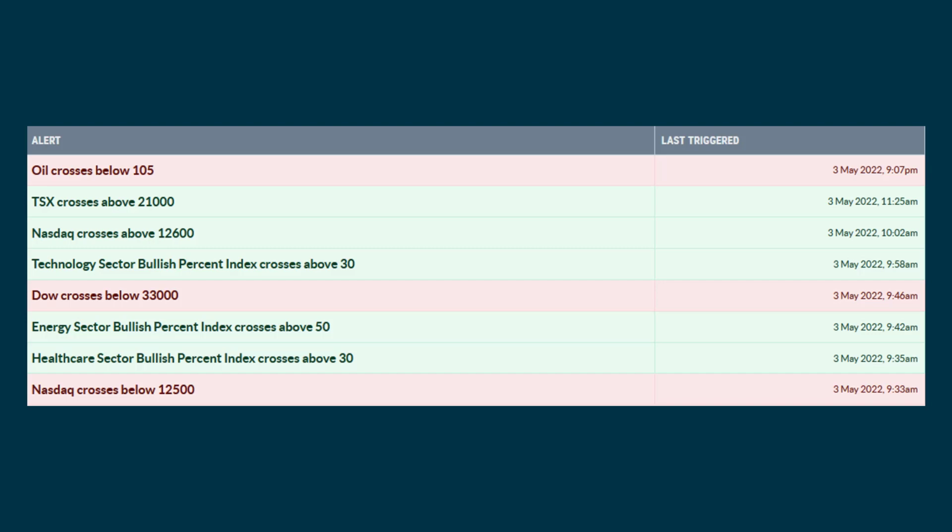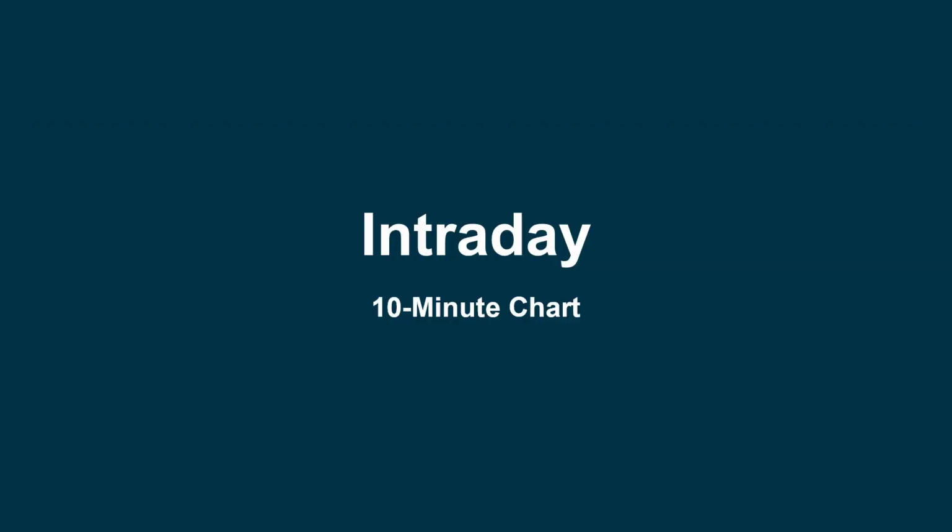Healthcare is also looking a little more positive. Energy is seeing a little bit of a bounce. The NASDAQ got above 12.6. TSX, that's Canada, it got back above 21,000, and oil went below 105.